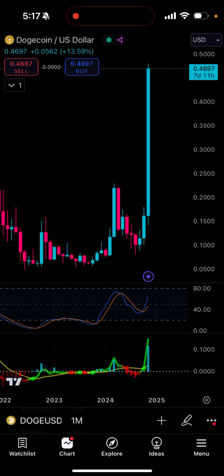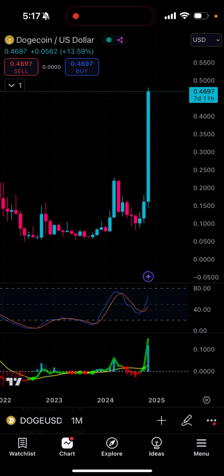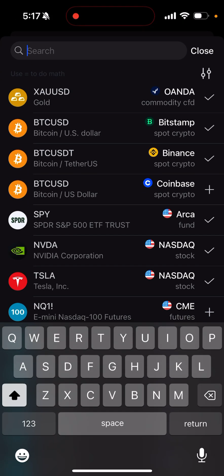You put $1,000 in it each time, that would have been $2,000. $2,000 times 6, you would have been up to $12,000 right now on Doggy. Let's go with your other regular entries.